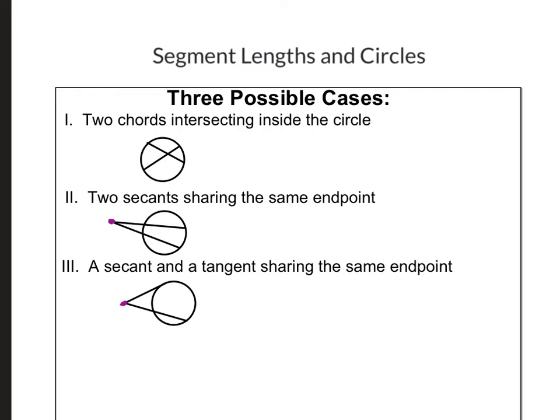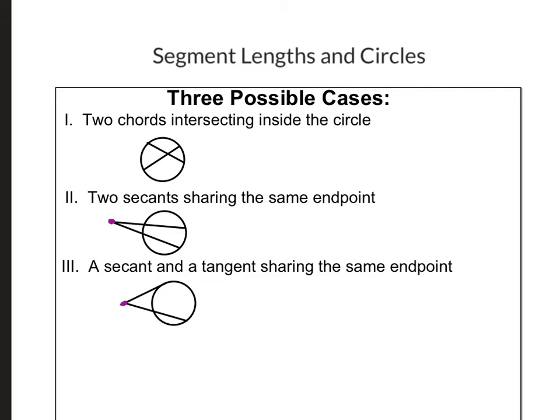If you see on the diagram here, the first possible case is if you have two chords that intersect inside the circle. So again, remember, chords are just segments whose endpoints are on the circle. So you see the picture there, two chords, they have an intersection point inside the circle.